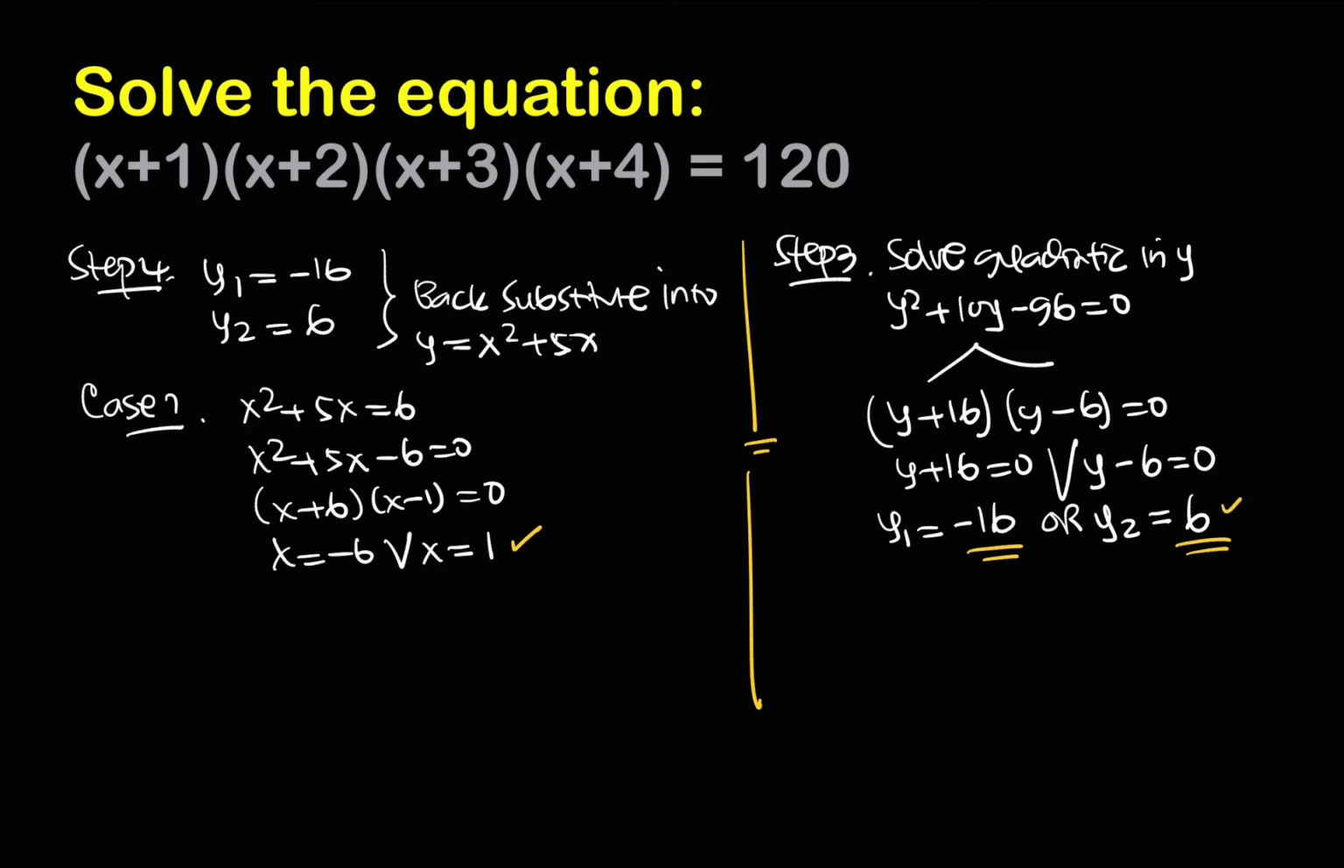And then the case 2, x squared plus 5x equals negative 16. So x squared plus 5x plus 16 equals 0. So for this case, no real solution.